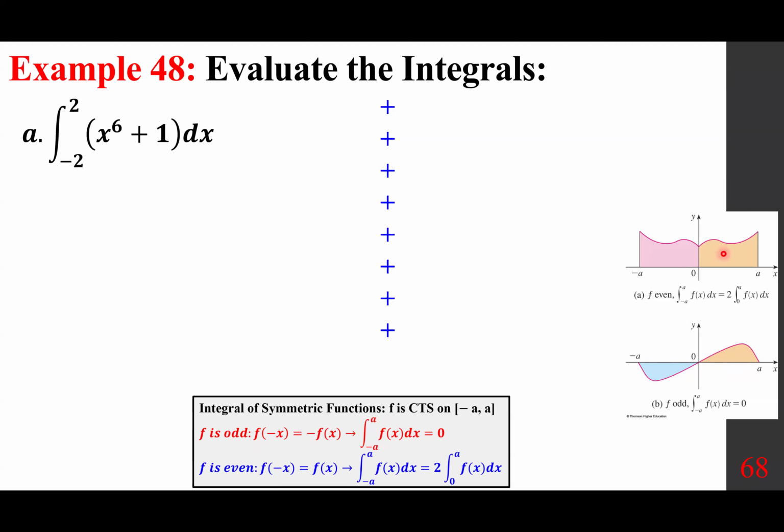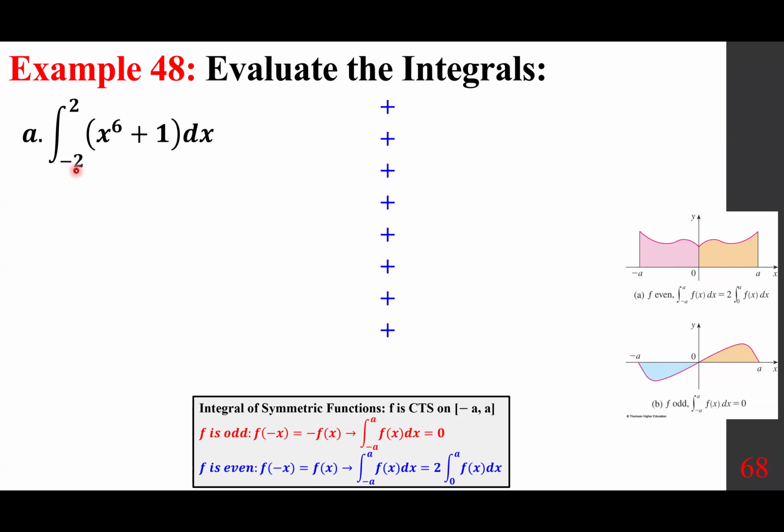But if f is even, f of minus x equals f of x, the integral from minus a to a of f of x dx is 2 times the integral from 0 to a of f of x dx. Odd means symmetric with respect to the origin. Even means symmetric with respect to the y-axis, so the left and right are identical. The area is the same. So you can evaluate the integral from 0 to a and multiply by 2.